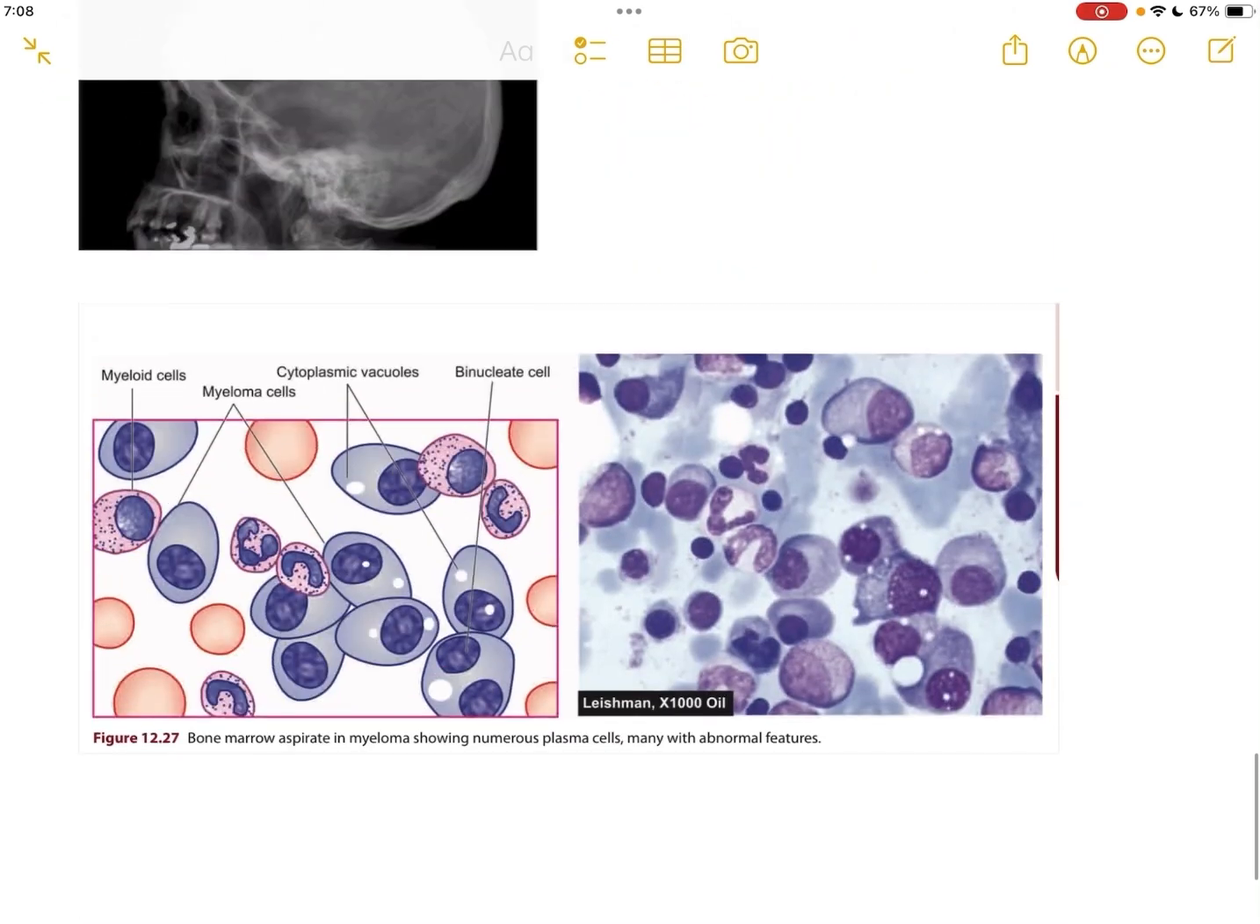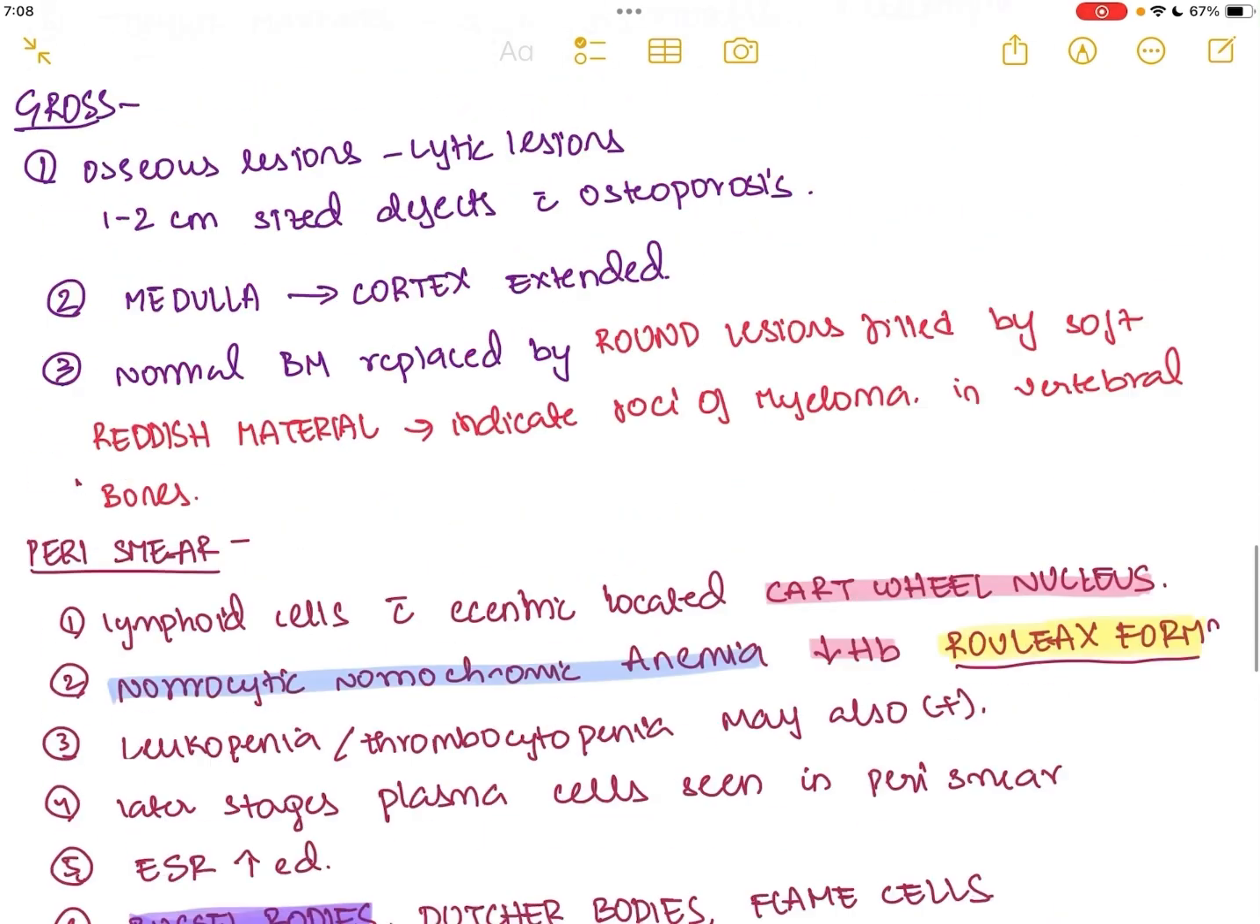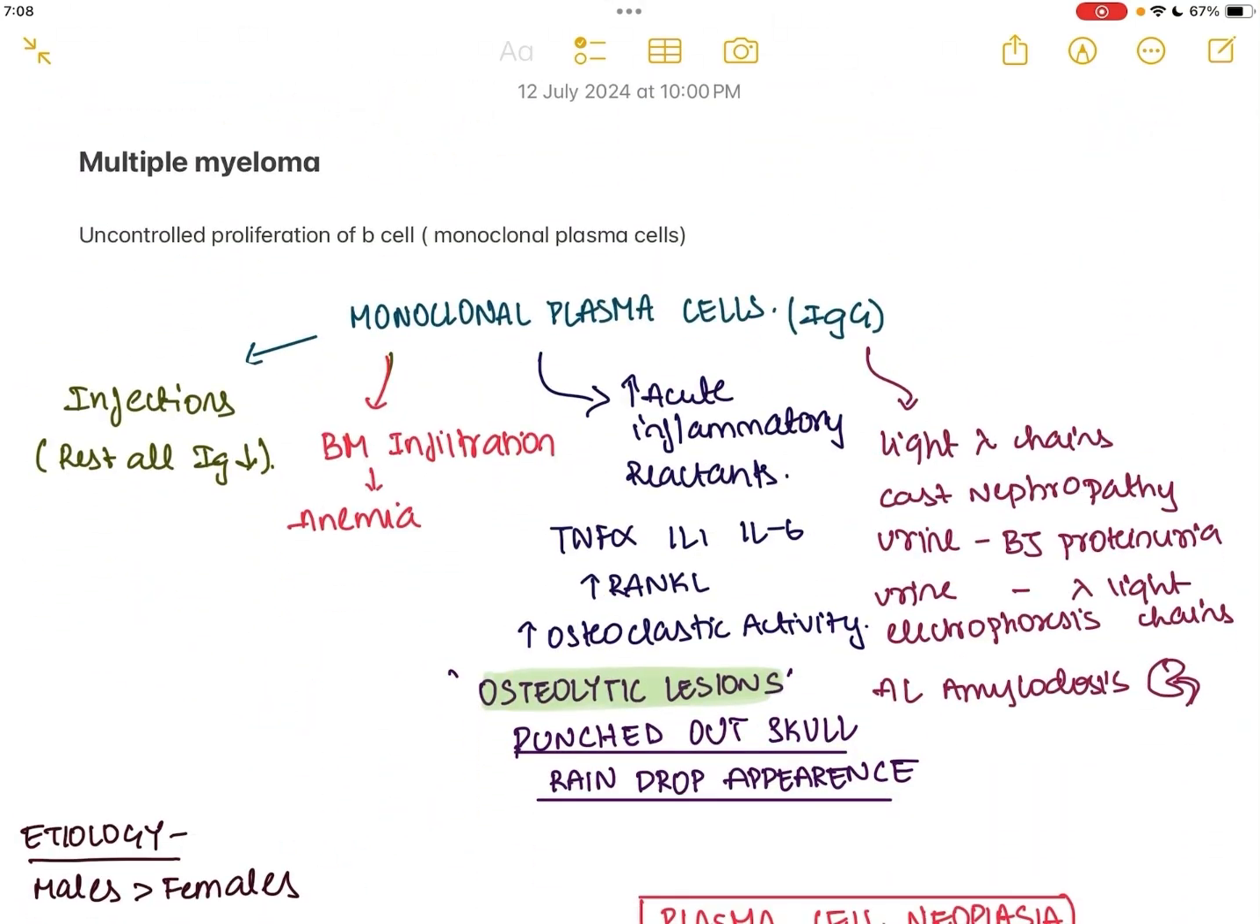So this is about multiple myeloma. And do not forget about Russell bodies, it is important. I have not mentioned it here, but please check out the other video about Russell bodies.